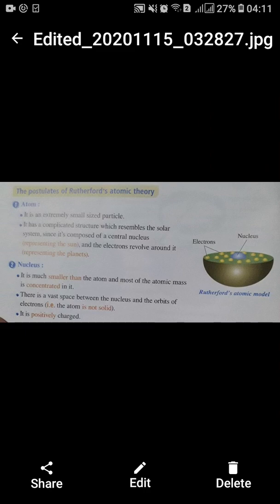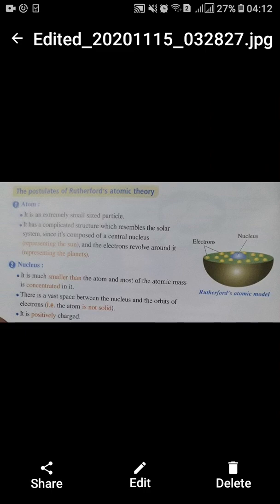the solar system. We have the positive nucleus in the center, and around it the electrons rotate in energy levels, each inside its orbit. They do not intersect each other. And here, the atom is an extremely small sized particle. It has a complicated structure, like the solar system. Then, the electrons revolve around it, like planets.